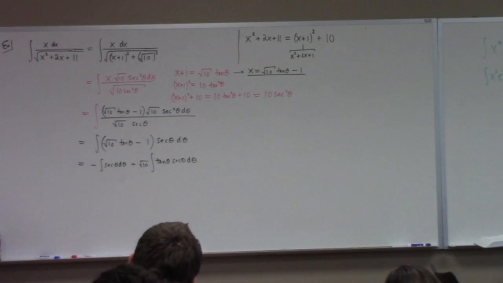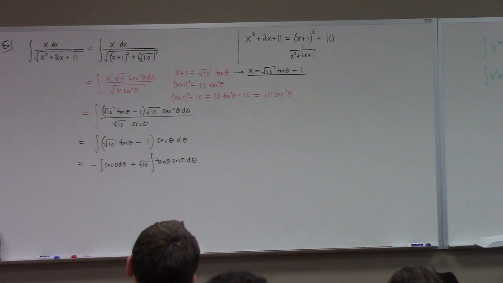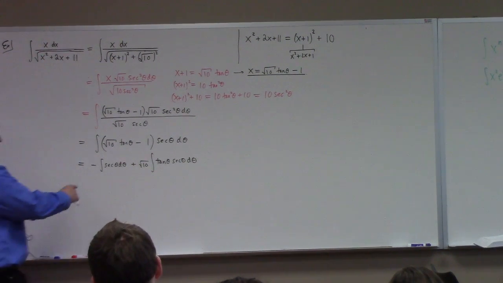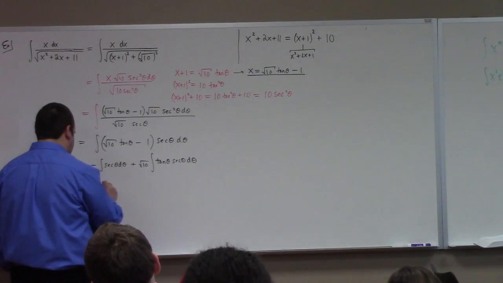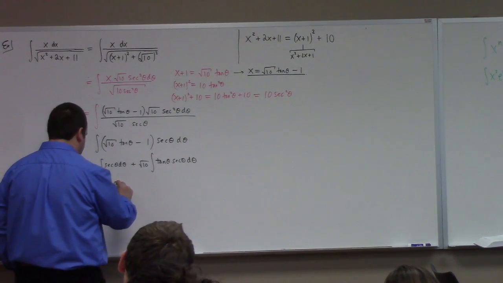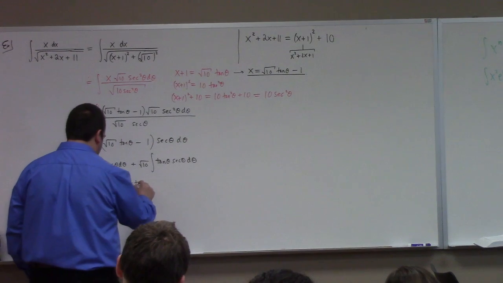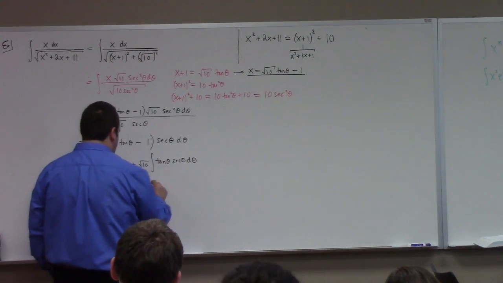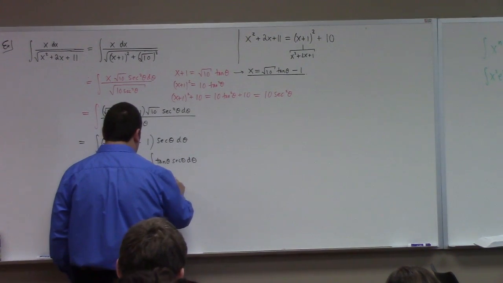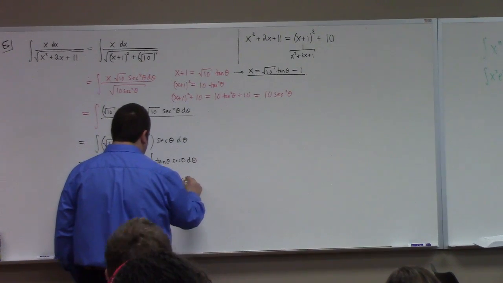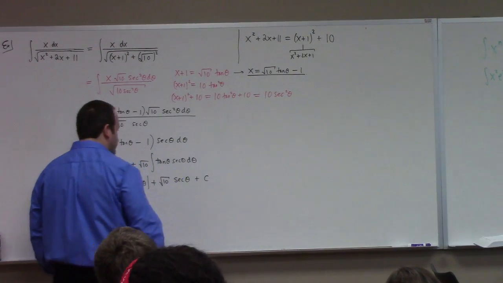We shouldn't be working to do that integral, right? What's the integral of tangent secant? Secant, right. Now the first one is a monstrosity, but there it is. Natural log, the absolute value of secant theta plus tangent theta plus the square root of 10 times the secant of theta plus a constant.